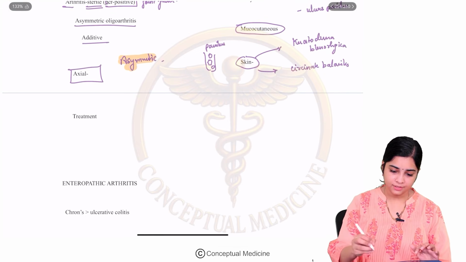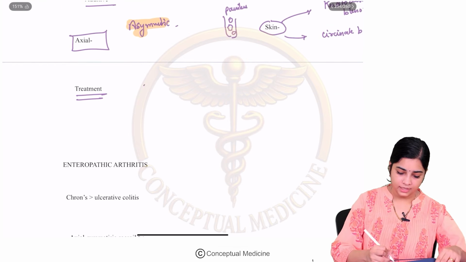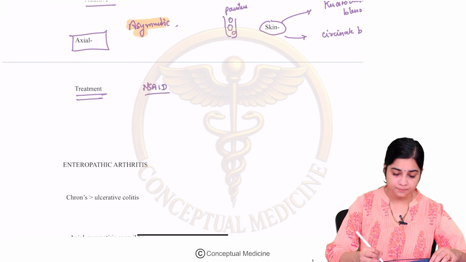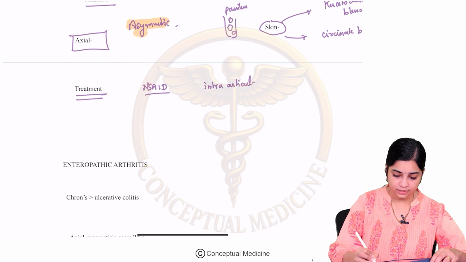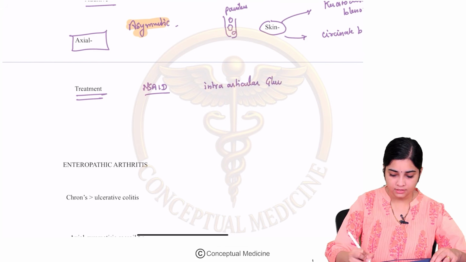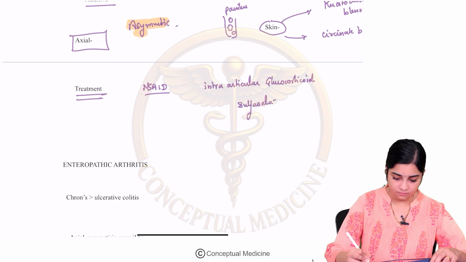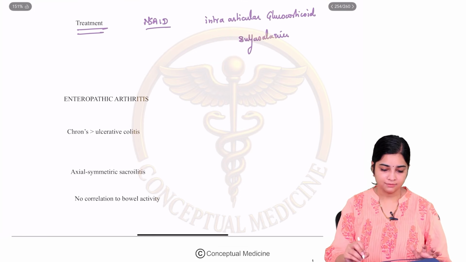So how do you treat your reactive arthritis? Treatment predominantly involves NSAIDs, similar to how you treat your ankylosing spondylitis. If there is no improvement with NSAIDs, then you can give intra-articular glucocorticoid injections. You can also start them on sulfasalazine. Okay, right? So this is about your reactive arthritis.